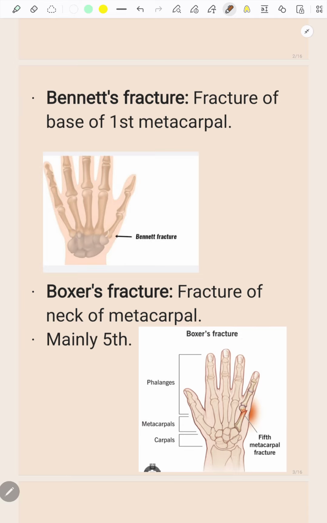So these were all the important clinical anatomy of the bones of upper limb.